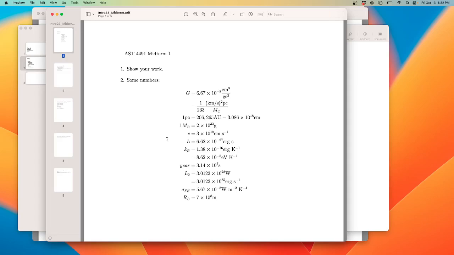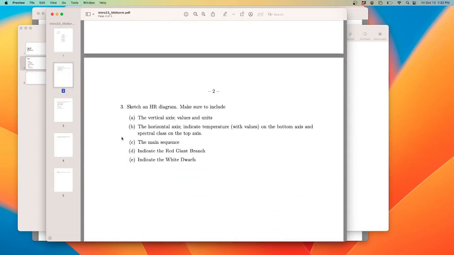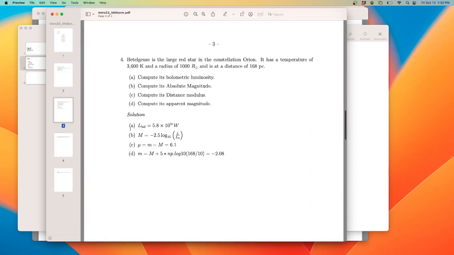Okay, that's all I need to say about that one. Let's see. The next thing that I asked for was the apparent brightness, which you get from the absolute magnitude. So that wasn't what I asked first. What I asked first was the bolometric luminosity.